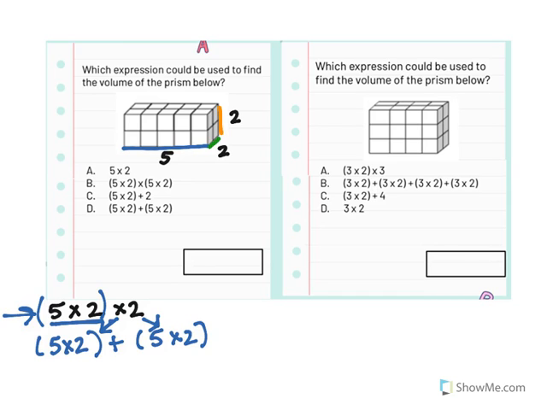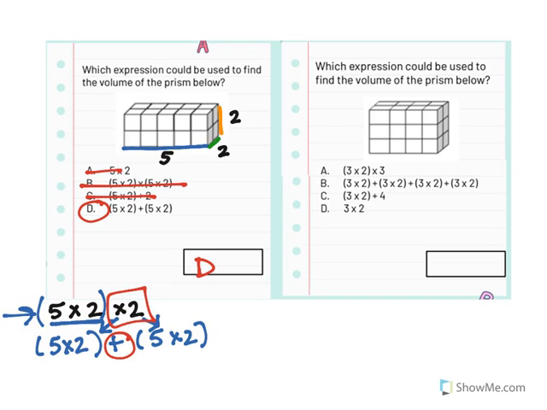I see this expression, I see 5 times 2 in parentheses twice. I see it in B and D, but only one of those is correct. I need to make sure I choose the one that has the addition symbol in between my parentheses. This makes sense because when I add 5 times 2 plus 5 times 2, that's the same as multiplying by 2. So D is our correct answer choice.